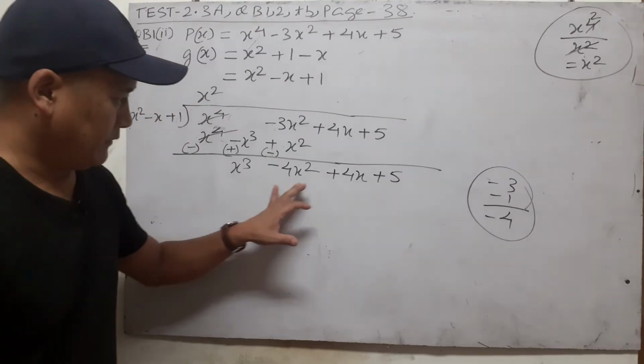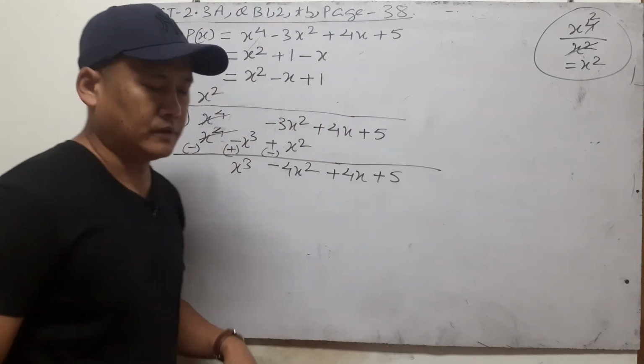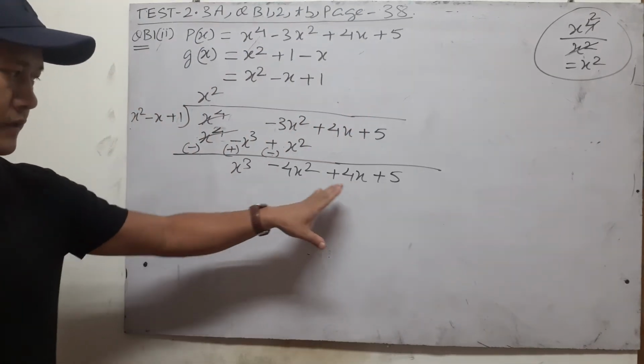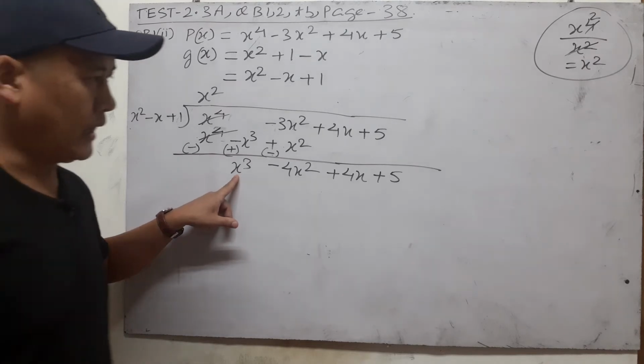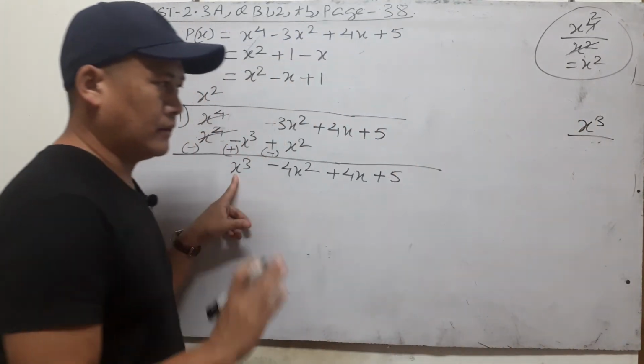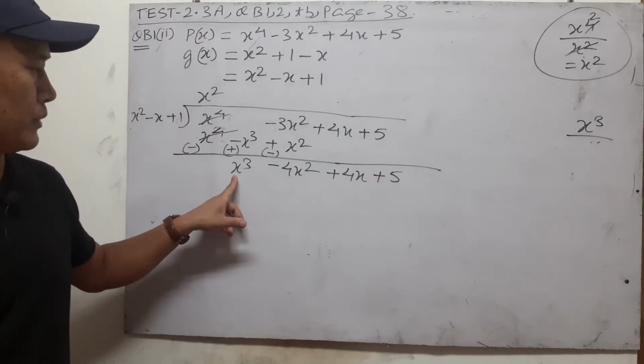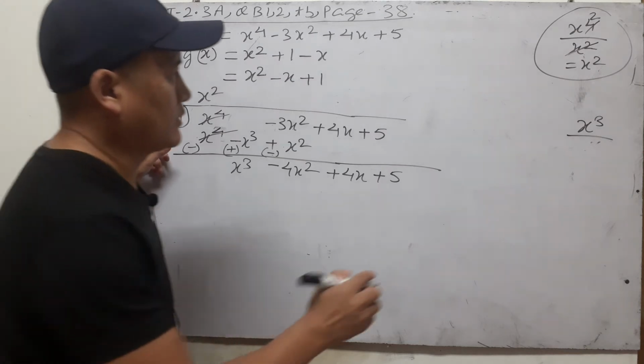Then this is the new dividend: x cubed minus 4x squared plus 4x plus 5. So take the highest degree term again of this new dividend, which is x to the power 3. Highest degree term means the term having the highest power of x. Divide x to the power 3 by the highest degree term of the divisor, just like we did in the first case.